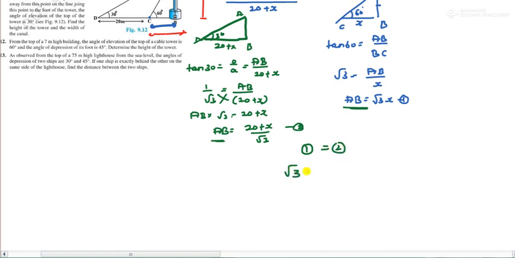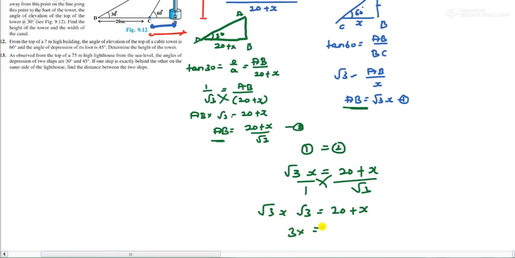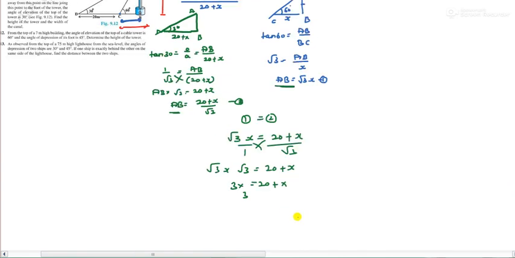It means √3x is equal to 20 plus x by √3. Here nothing is there in the denominator, so take it as 1. Do the cross multiplication. So √3 into √3, what will be that, 3, and 20 plus x into 1 is same. So you will get 3x is equal to 20 plus x. So what will be x? Just bring it to the LHS. So 2x is equal to 20. So x is equal to 20 by 2, which is equal to 10.